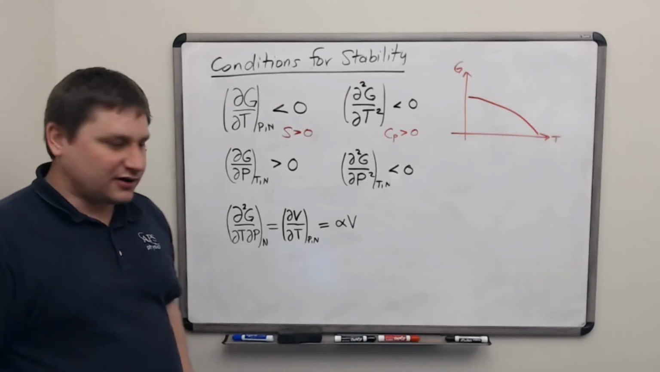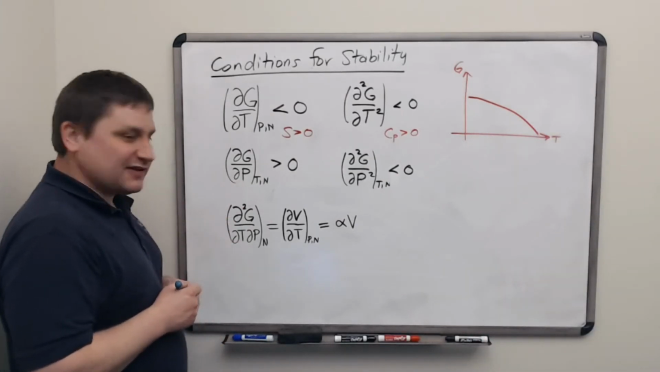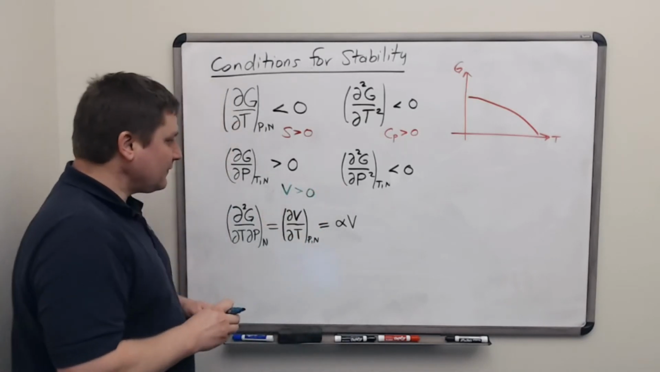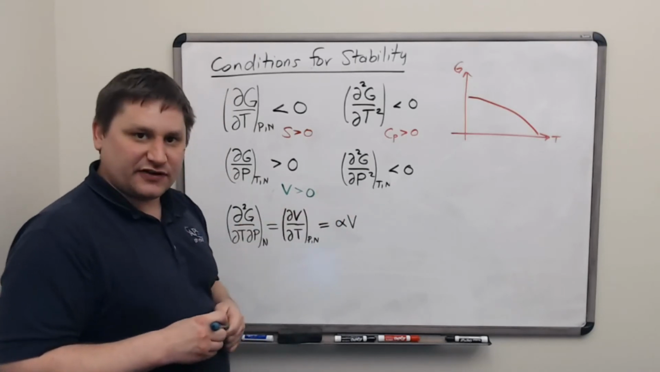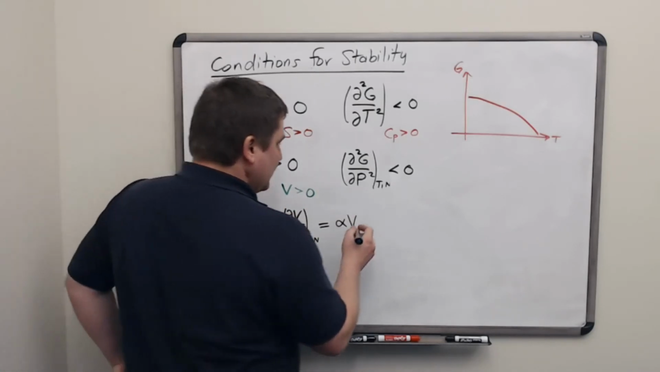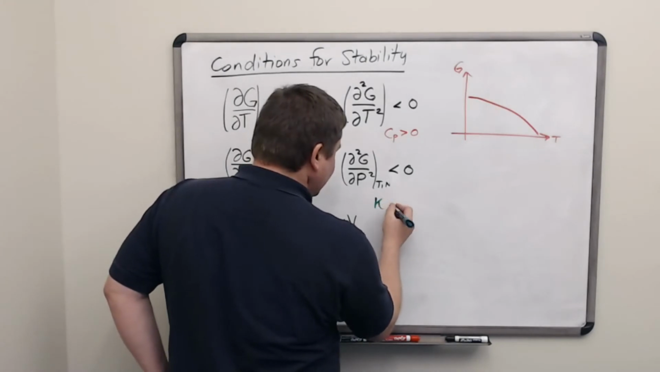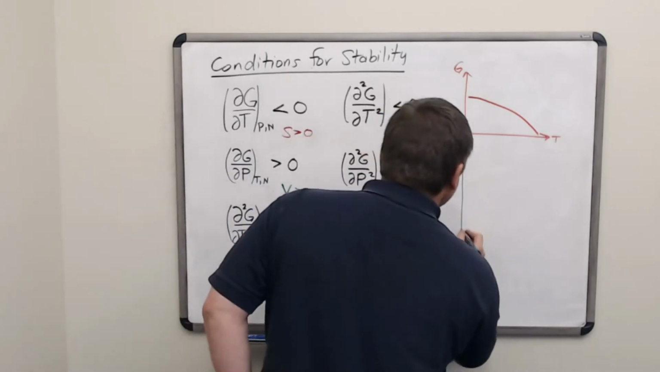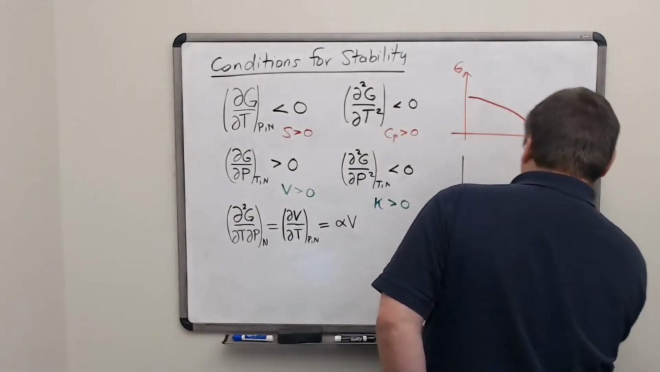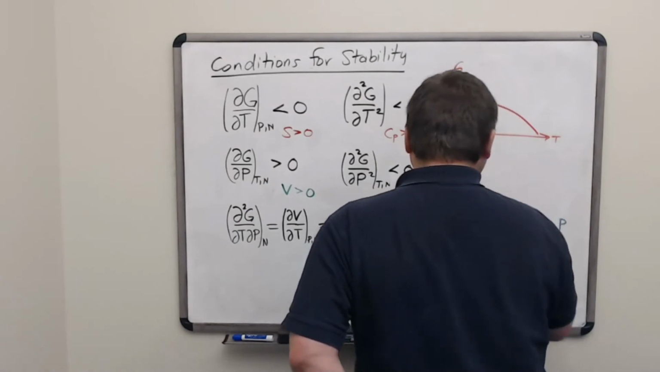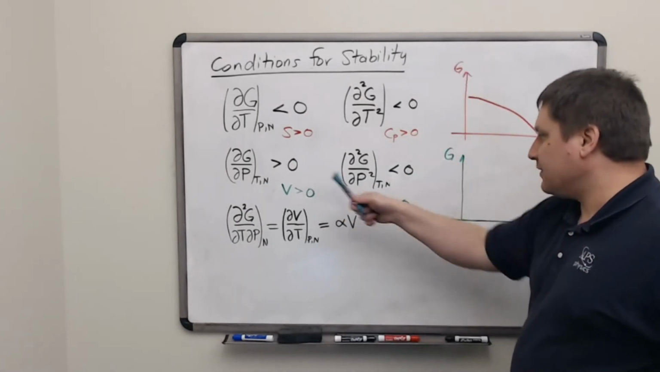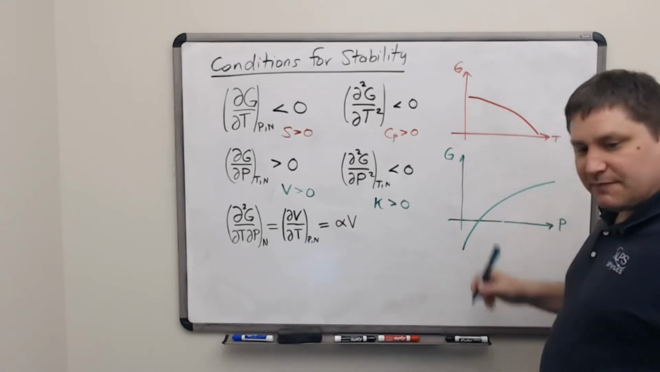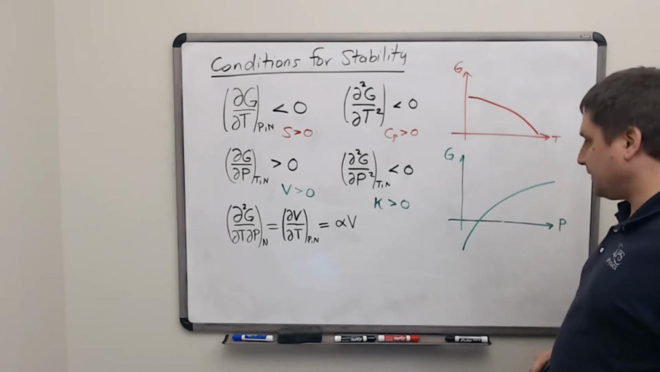For variations of pressure, the derivative of Gibbs with respect to pressure must be positive. This comes from the fact that the volume of a system must also be positive. And the second derivative of the Gibbs free energy with respect to pressure must be negative. This comes from the fact that the isothermal compressibility of a system must be positive. Putting these two together means that a plot of the Gibbs free energy versus pressure must be sloping up and must be concave down. Any other shape besides this would be an unstable system.